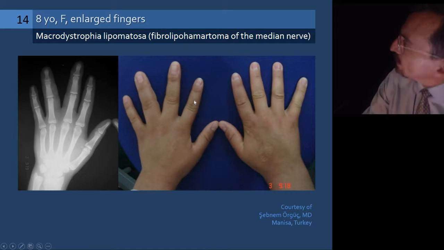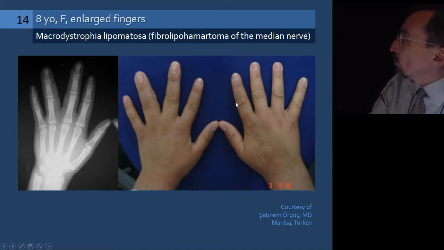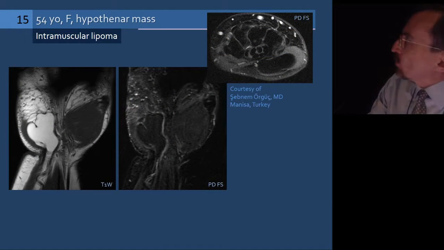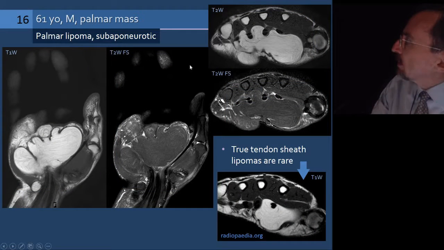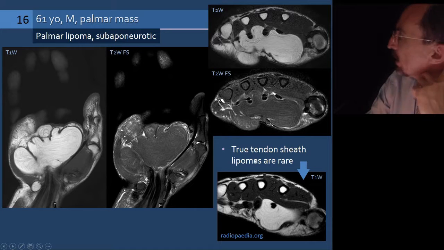Actually, this is quite a straightforward diagnosis for the clinician, but sometimes it is necessary to show the extension or the extent of the involvement of the nerve there. Of course, we can have lipomas in the hand. Usually they are located at the palmar side. They can be intramuscular as shown here, or they can be still on the palmar side, but subaponeurotically located right here. This is somewhat different from true tendon sheath lipomas, which are quite rare.